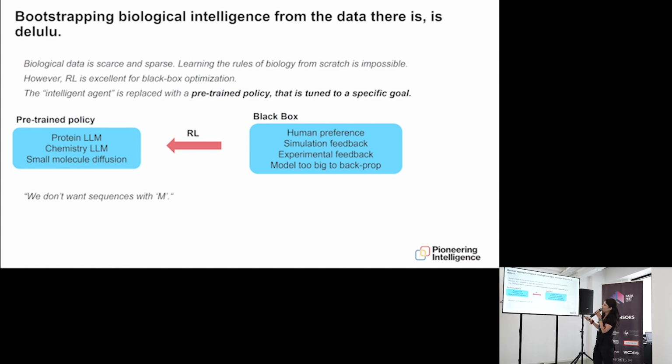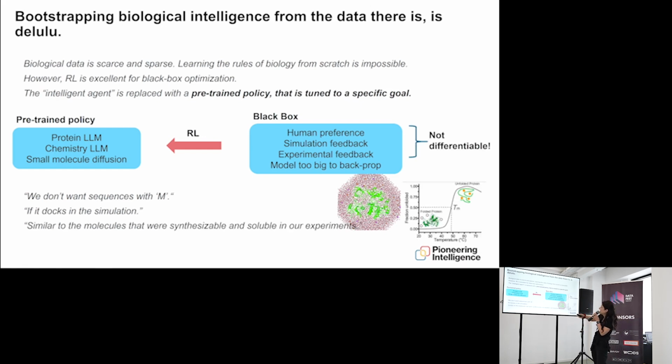So black boxes can be human preferences. I had a colleague who came to me and asked, can you please have your inverse folding model avoid methionine? Because he didn't like it; in his experiments it always messed up, it always unraveled. Another feedback could be simulation. If it docks in the simulation, you can't backpropagate through a simulation, it's non-differentiable. Experimental feedback, for example, molecules that were synthesizable and soluble in our experiments.